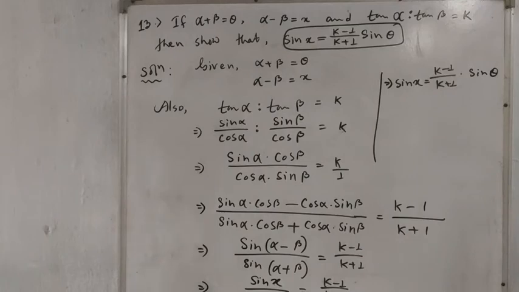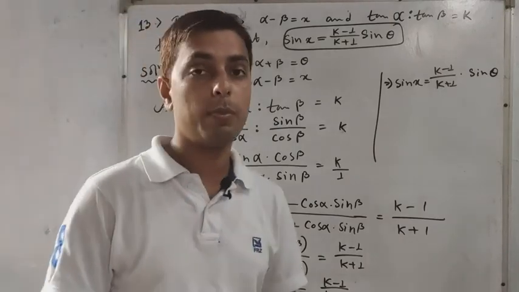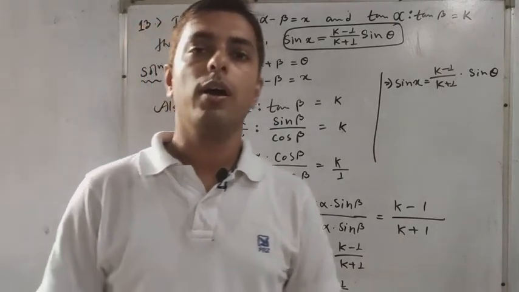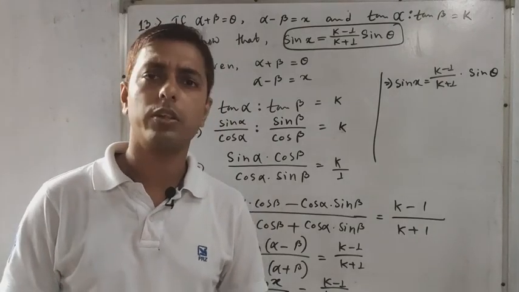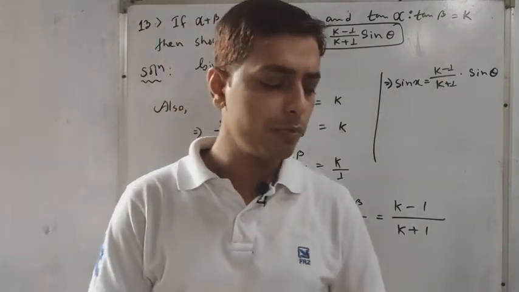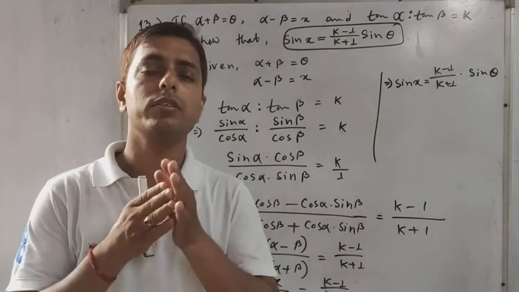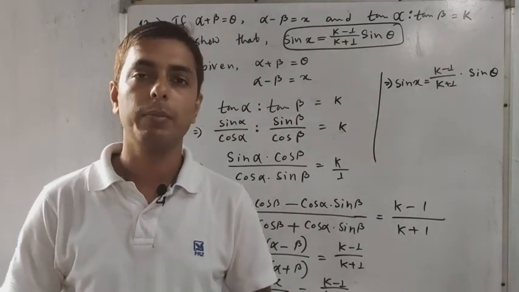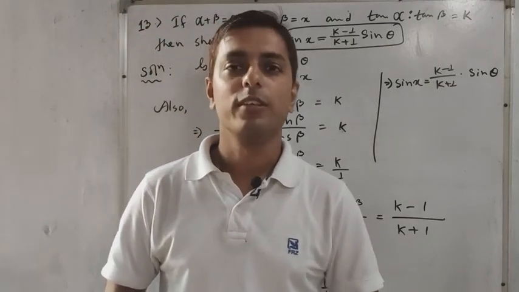I hope you have understood up to question number 13. Question 14 onwards we will solve in our next class. Till then, practice all these questions, and especially I would suggest you go through the identities, because identities must be clear. If you have not remembered the identities, it will be quite difficult for you to solve these trigonometric questions. Otherwise trigonometry is very interesting, one of the most interesting topics in mathematics. Okay, goodbye.